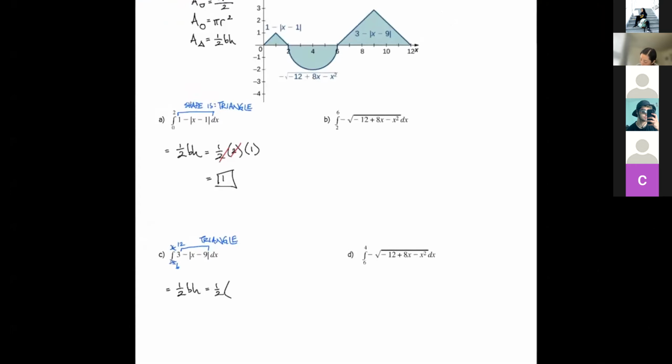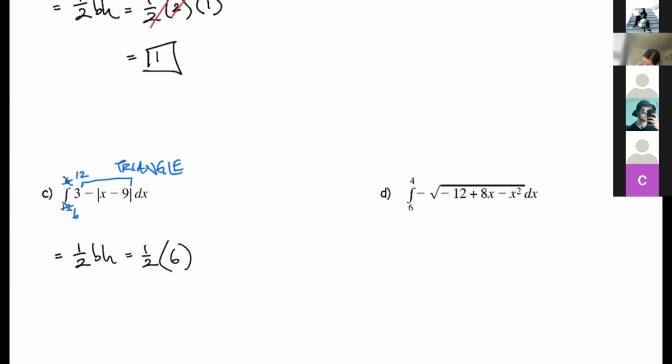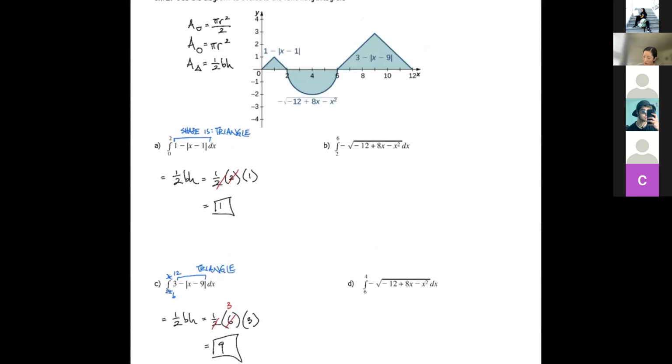And let's see, what is the base of this triangle and what is the height of this triangle? Who's got values for that? 6, I agree, is the base, and 3 is the height. Perfect. Okay, so 6 times 3, and I'm going to go ahead and reduce that to a 3, and we get an area of 9. Okay. So we found the area of the first triangle and of the second triangle.